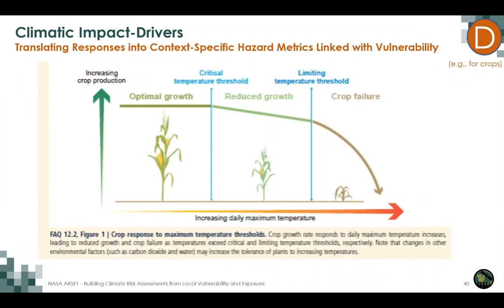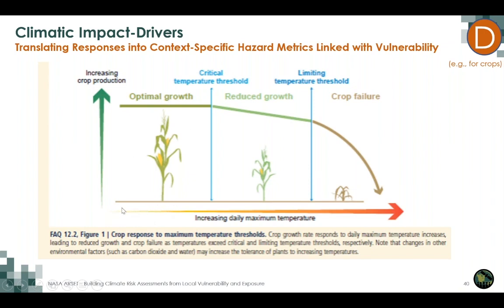Another thing that we encourage in thinking about this climatic impact driver approach is to translate responses into context-specific hazard metrics that are linked with vulnerability. So as we're making this mapping of a climatic impact driver from a physical climate condition into a risk-relevant set of information, we want to identify the specific tipping points, operational ranges, and other engineered or biophysical limits related to any given type of climate change factor. So here's an example looking at increasing daily maximum temperature and thinking of it in the context of a corn or maize plant.